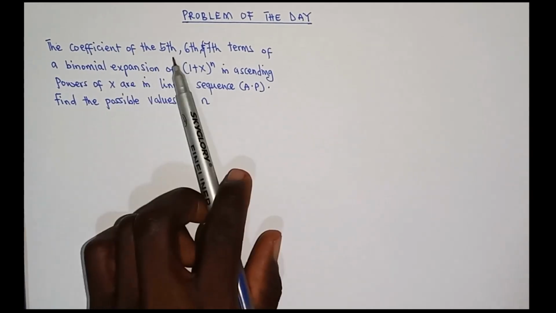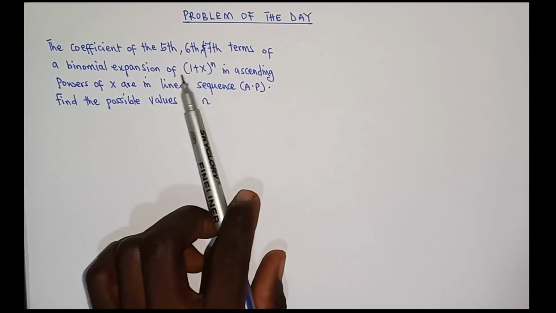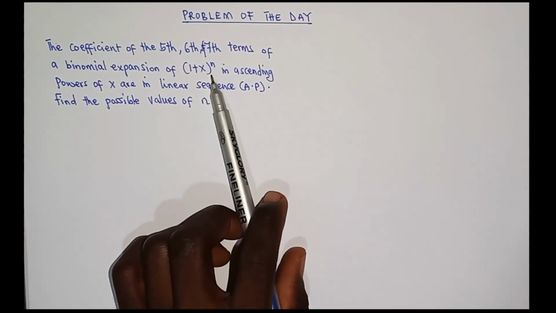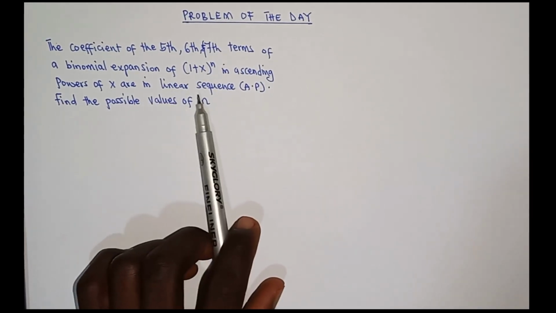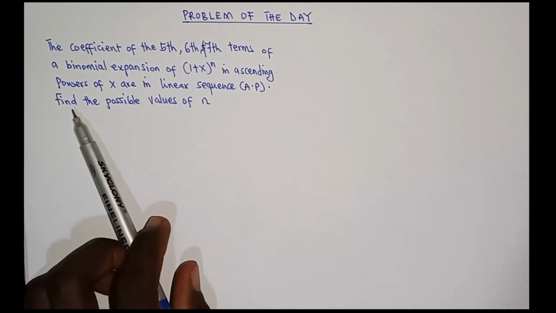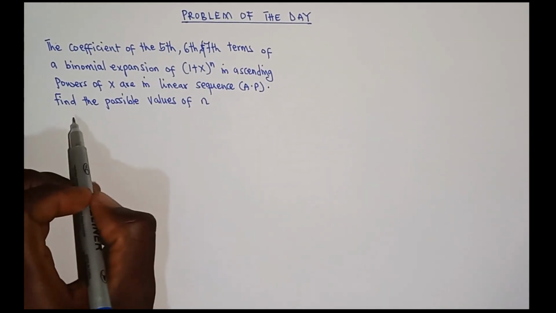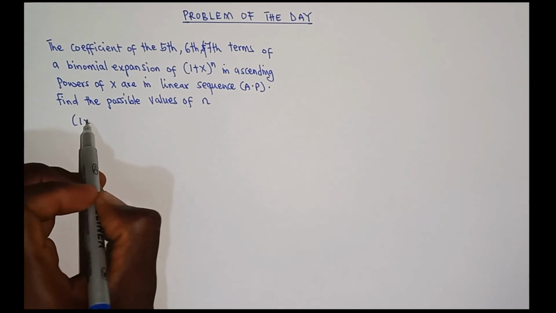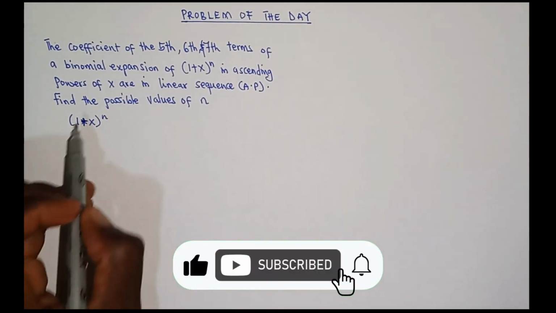The coefficients of the fifth, sixth, and seventh terms of the binomial expansion of (1 + x)^n in ascending powers of x are in linear sequence (AP). Find the possible values of n. So the binomial is (1 + x)^n.